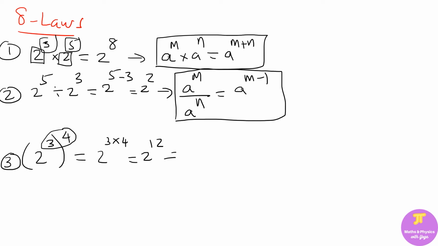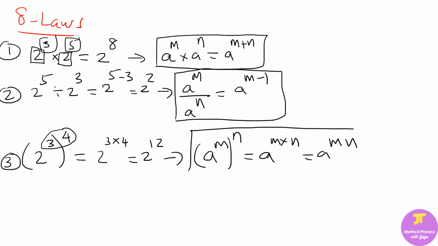How can we generalize this one? Say a to the power m, all to the power n, becomes a to the power m times n, which is a to the power mn. This is the third law.